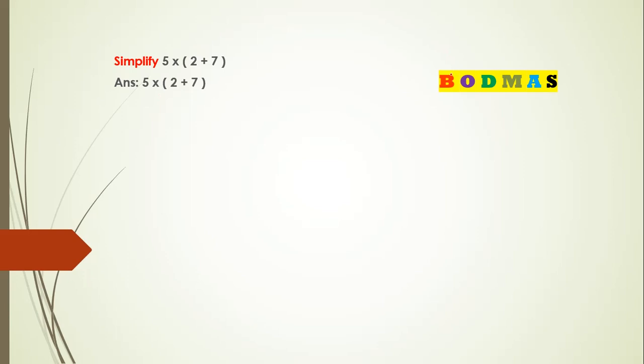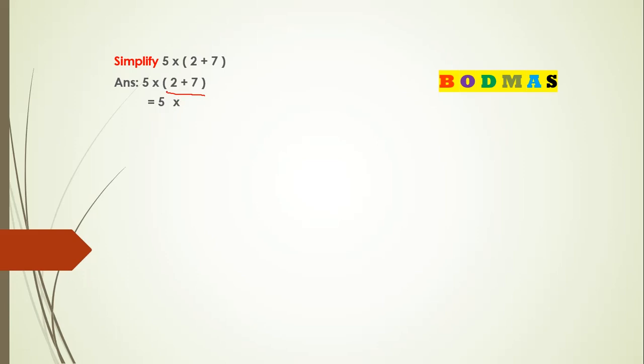So first, we have a B. B stands for bracket. In this numerical expression, they are given the bracket. So I will underline that bracket. Rest all the numbers, operations, symbols, we will write it as it is. They are given 5, we wrote 5 as it is. Multiplication sign they are given, I wrote multiplication sign as it is.